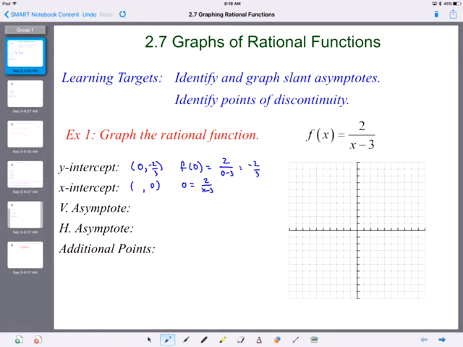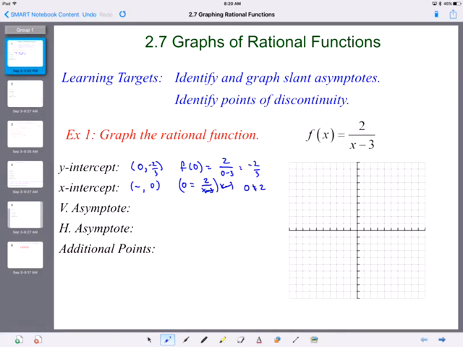And so how's that going to work? Well, you could multiply by the denominator, x minus 3. That will cancel on this side, and then the other side will just stay 0. So 0 is equal to 2. Well, 0 is not equal to 2, so on this one it looks like we have no x-intercept, which means the graph does not cross the x-axis at all. And that's perfectly fine with rational functions.